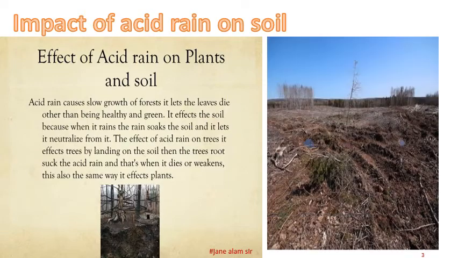Here you see the acid rain causes slow growth of forest. It lets the leaves die rather than being healthy and green. It affects the soil because when it rains, the rain soaks the soil. The effect of acid rain on trees: it affects trees by landing on the soil. Then the tree roots suck up the acid rain and that's when it dies or weakens.